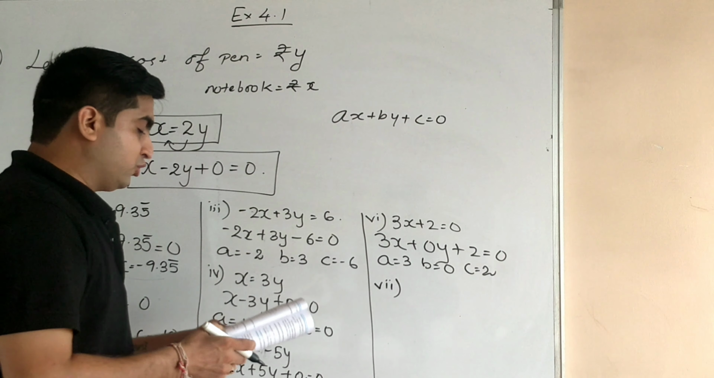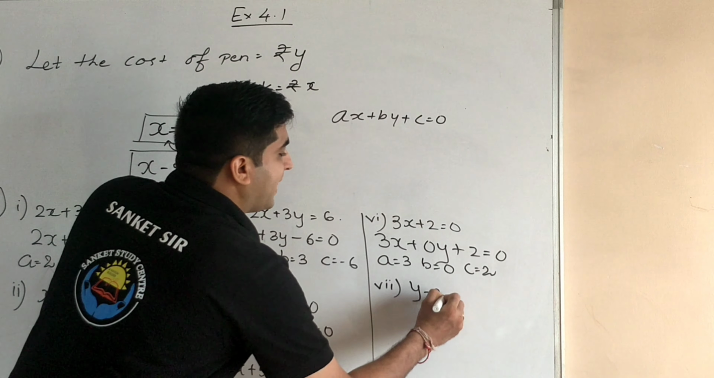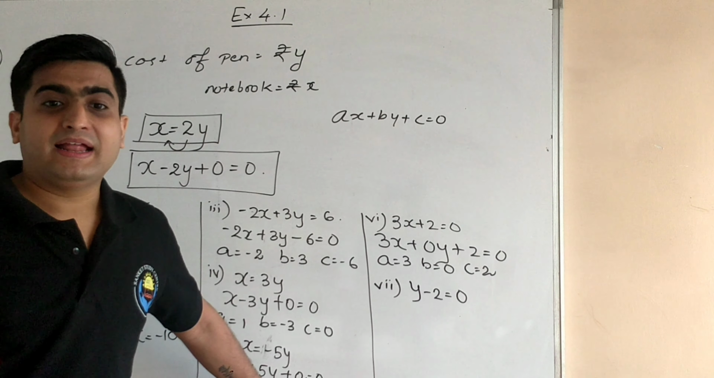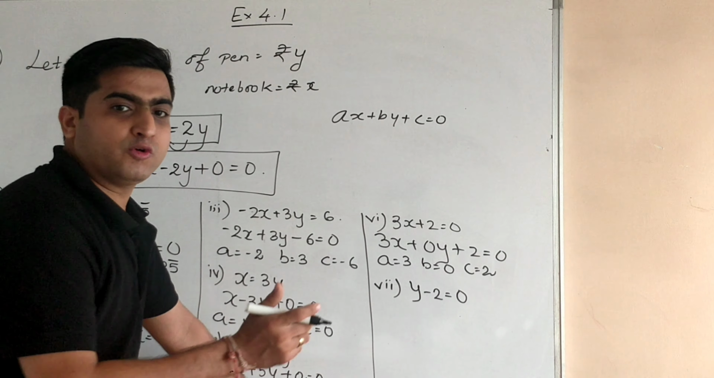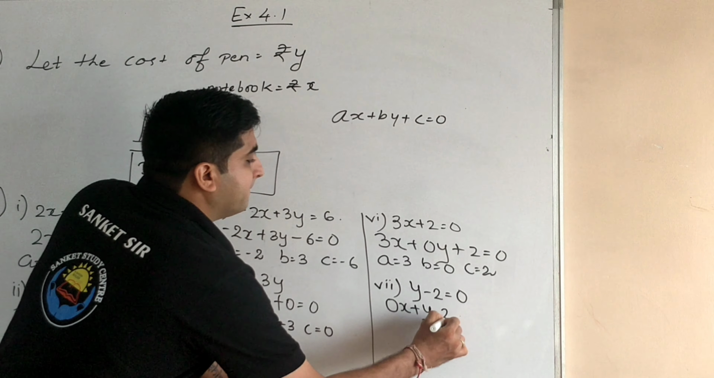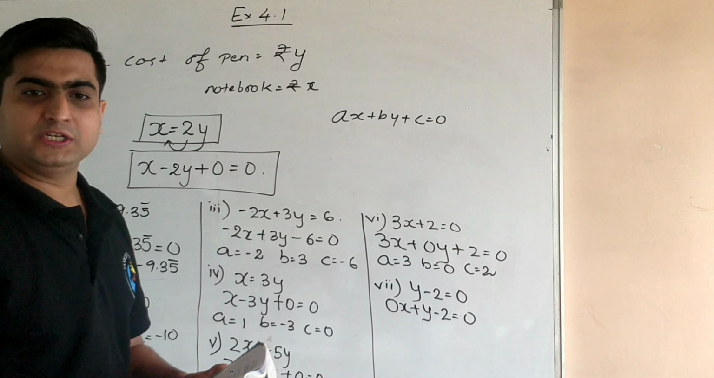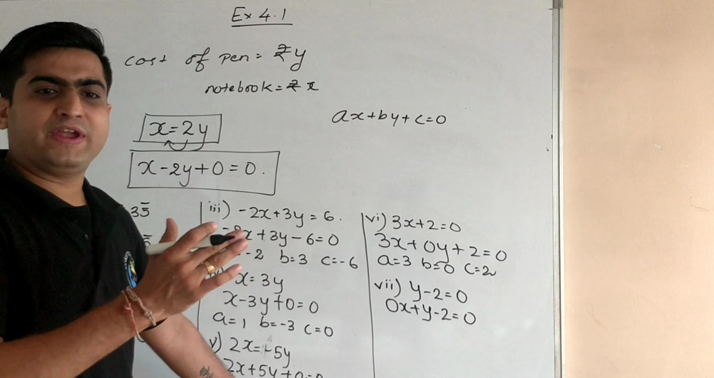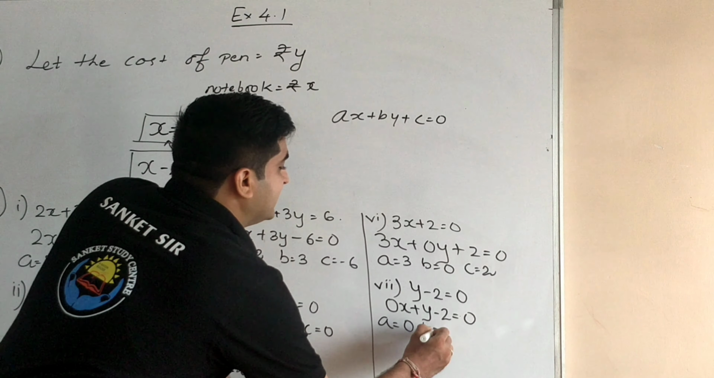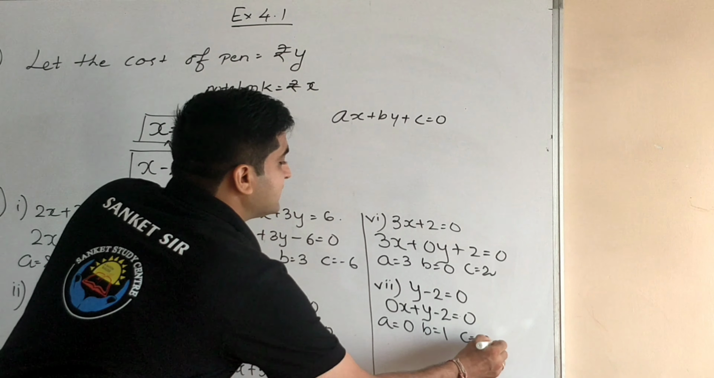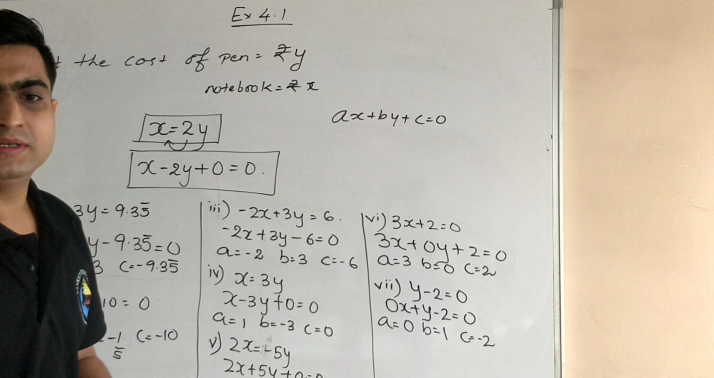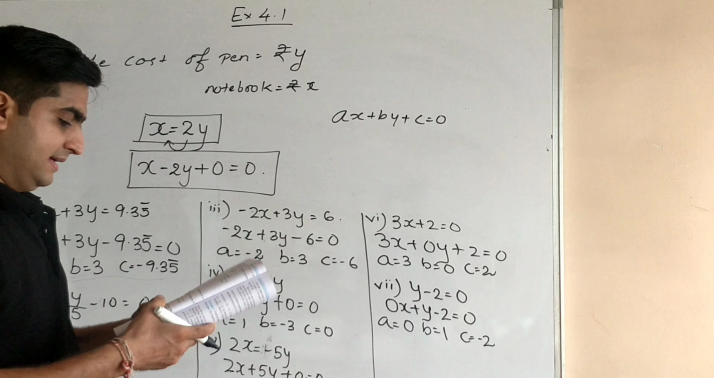Then see sum number 7th, y minus 2 is equals to 0. यहाँ पे क्या गायब है, what is not there, x is not there, right, so what I have to do is 0 into x plus y minus 2 and that is equals to 0. Now can you write the value of a, b and c, yes very easily, a is equals to 0, b is equals to 1, c is equals to minus 2, understood, right?